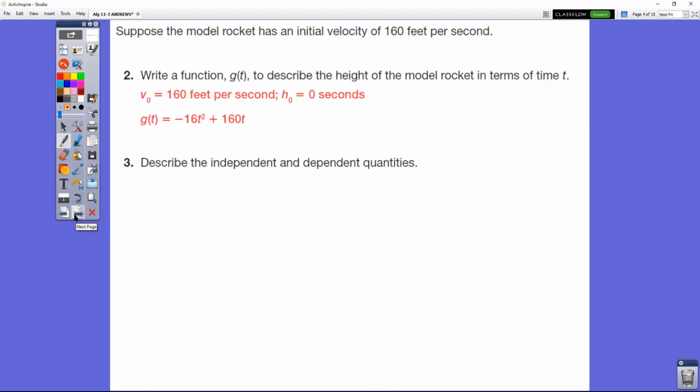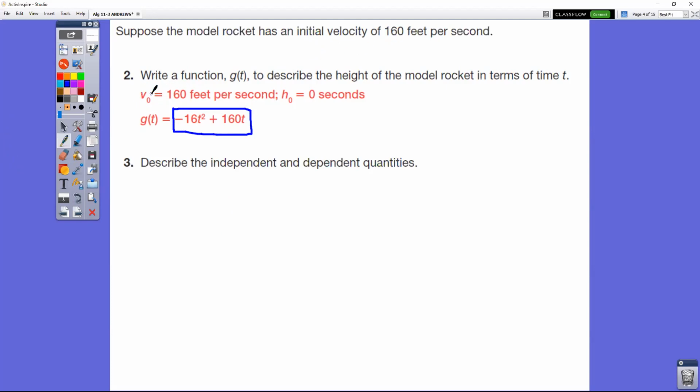Now, the other part of today's assignment gets a little bit more specific with our graphs. So for this one, we have our equation. Your equation will be given to you. What we're doing in this is launching a model rocket. It has an initial velocity of 160 feet per second.